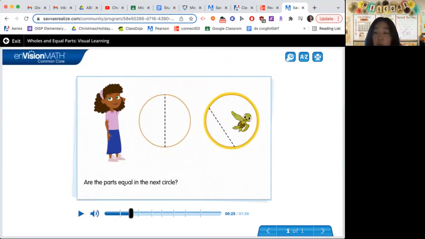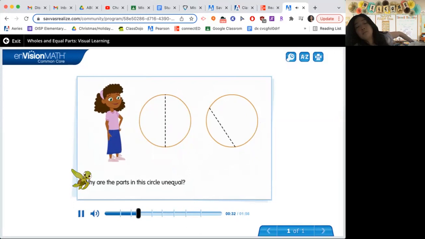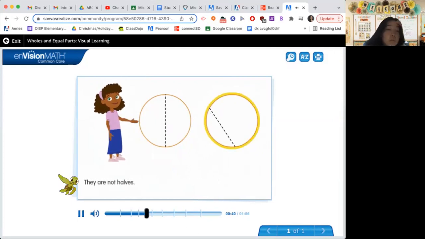Are these equal? No, there are unequal parts. Why are the parts in this circle unequal? These are unequal because each side is a different size. They are not halves.